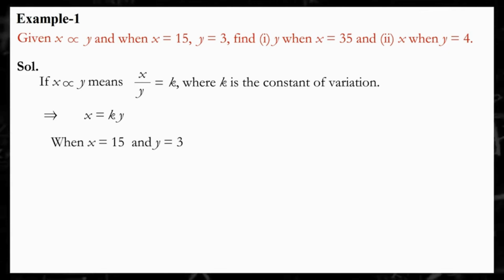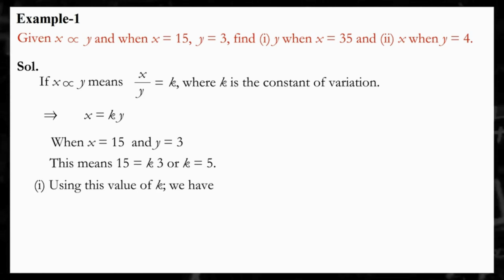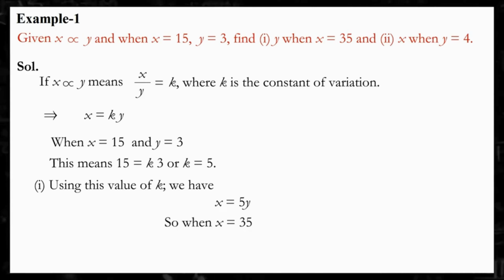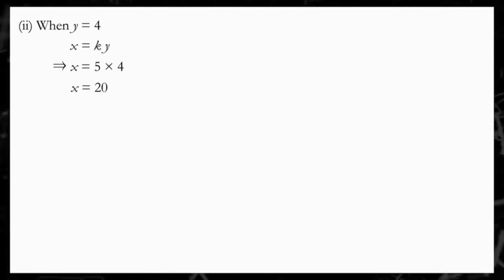When x is equal to 15 and y is equal to 3, this means 15 is equal to k times 3, or k is equal to 5. 1. Using this value of k, we have x is equal to 5y. So when x is equal to 35, it implies 35 is equal to 5y, or y is equal to 7. 2. When y is equal to 4, x is equal to ky. This implies x is equal to 5 into 4, or x is equal to 20.